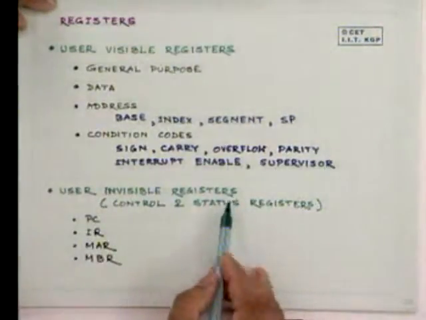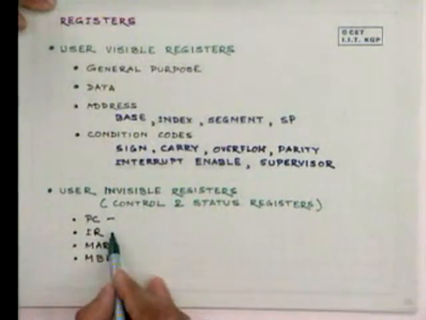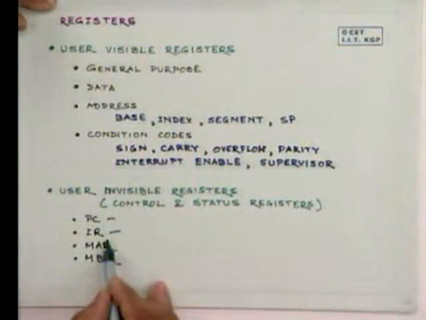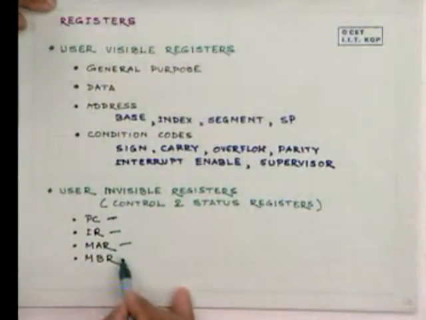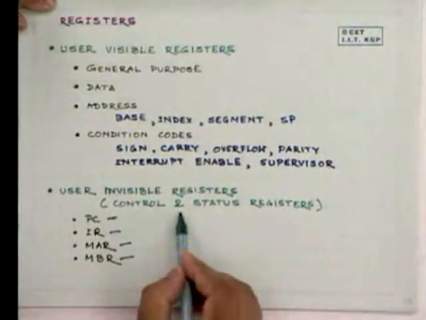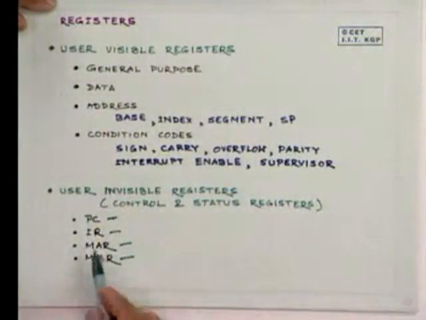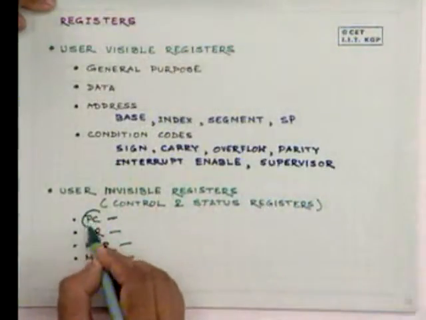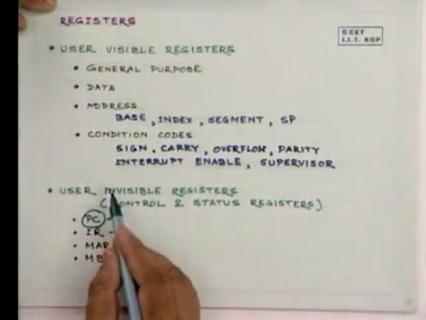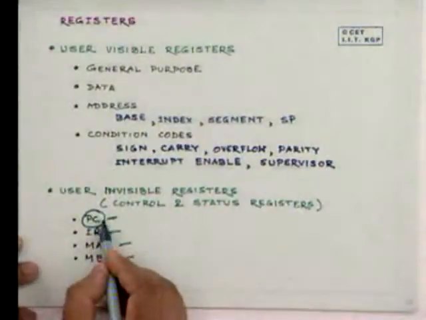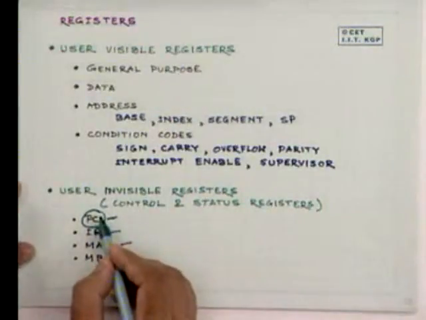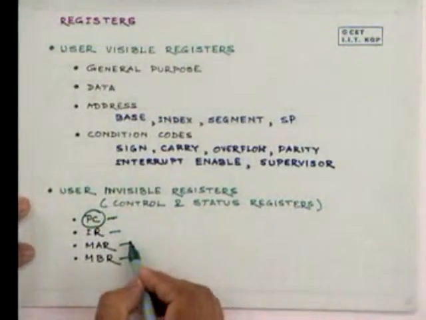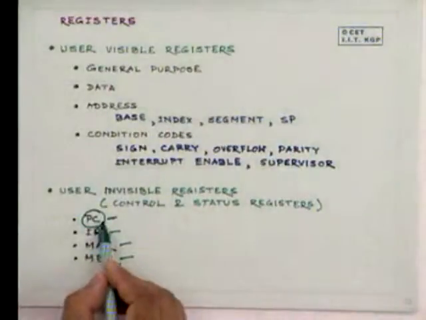User invisible registers are the program counter, okay, the instruction register where the instruction is kept before decoding, the memory address register, memory buffer registers like this. Okay, they are sometimes called the control and status registers also. Now, in many machines, the program counter is visible also. Okay, therefore, sometimes we say that the program counter is partially visible. That means it may be visible, it may not be visible.